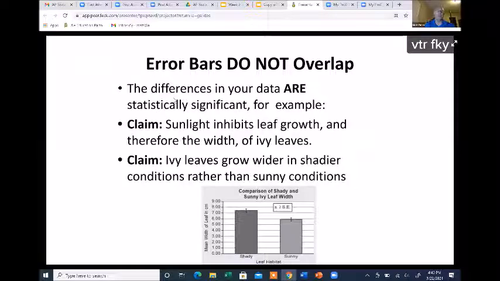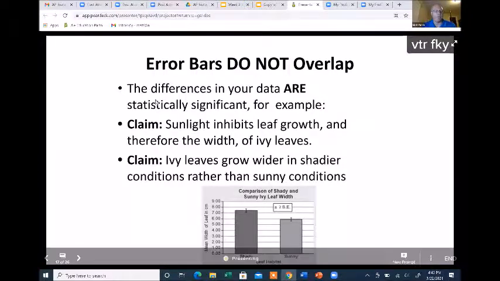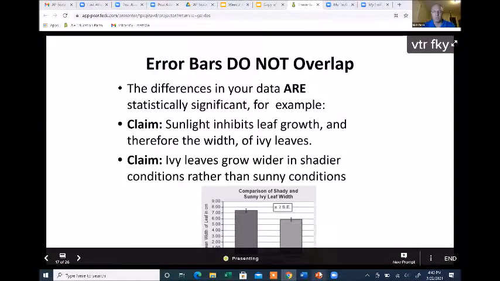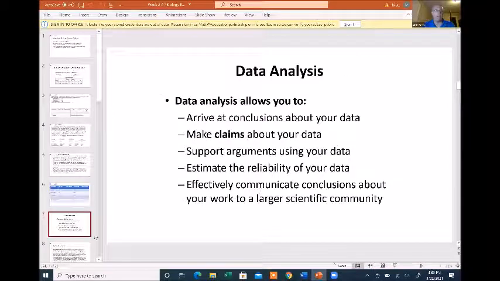So another thing that you can use error bars for, and you can see some error bars on the screen, and I'm going to go back to my PowerPoint so I can write on the screen now. So you might want to go back to the Zoom screen where you can see this.